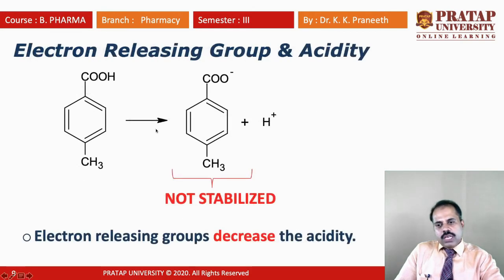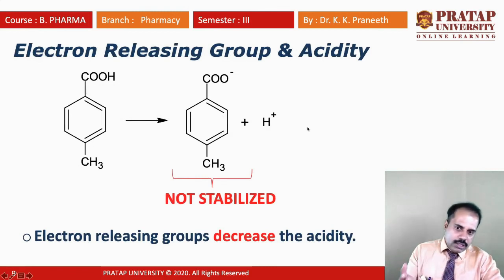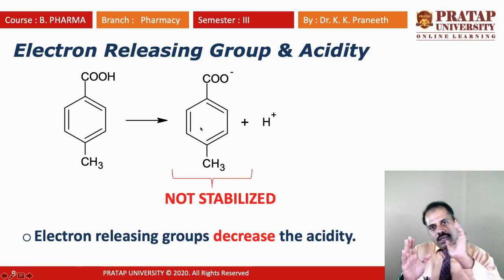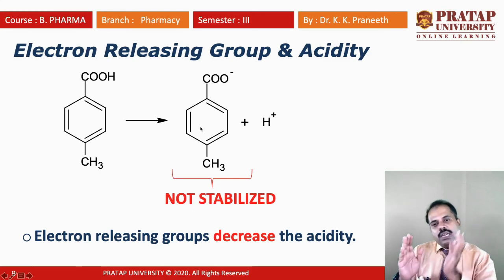This is the opposite case. If you attach an electron withdrawing group, this will be more stabilized, so the H plus ion will be ready. So the acidity will be increased. If you attach an electron withdrawing group, the acidity will be increased. If you attach an electron releasing group, acidity will be decreased. So just remember this one. pKa decreased, acidity increase. pKa increase, acidity decrease.